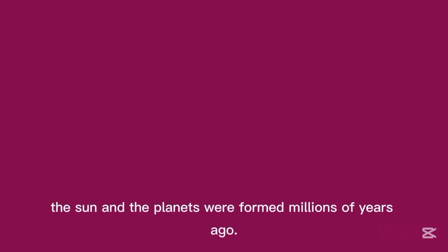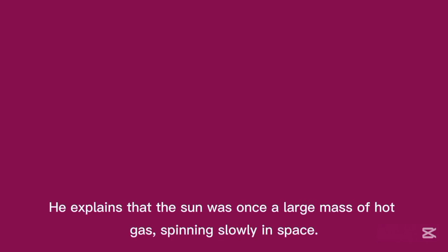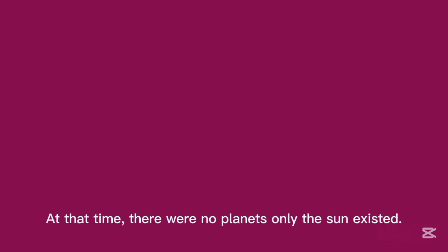Formation of the universe. Jeans begins by describing how the Sun and the planets were formed millions of years ago. He explains that the Sun was once a large mass of hot gas, spinning slowly in space. At that time, there were no planets, only the Sun existed. The peaceful scene changed when a huge wandering star passed close to the Sun.